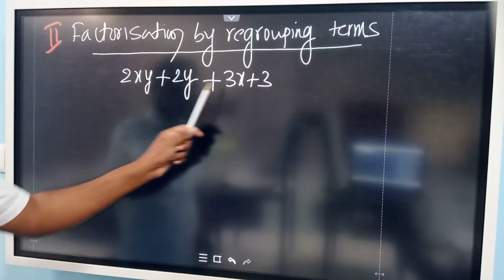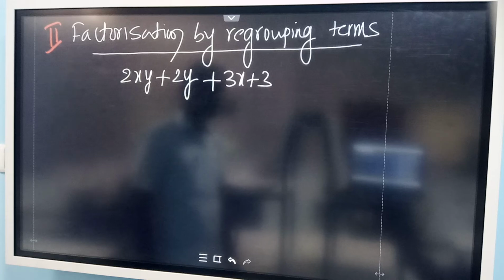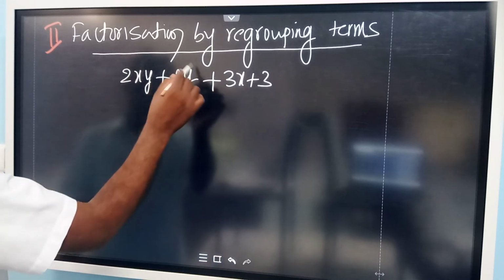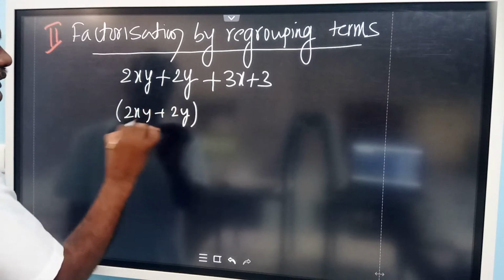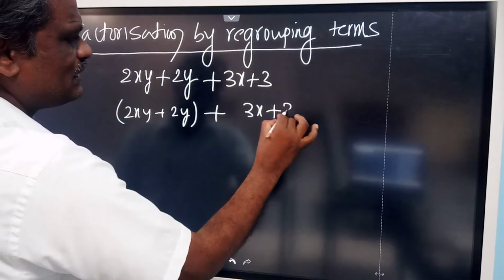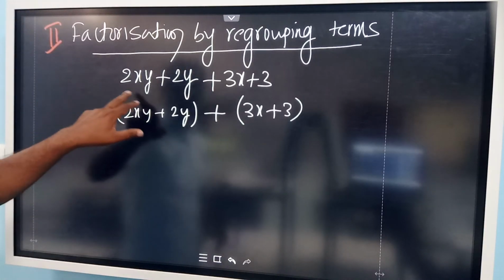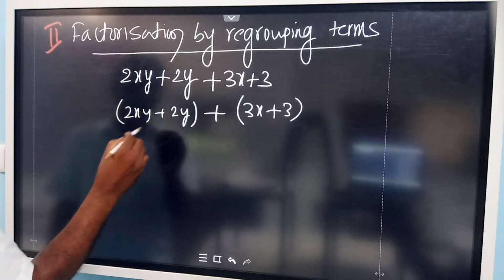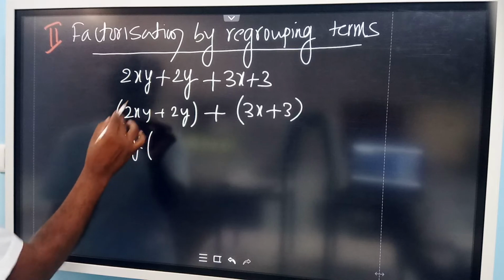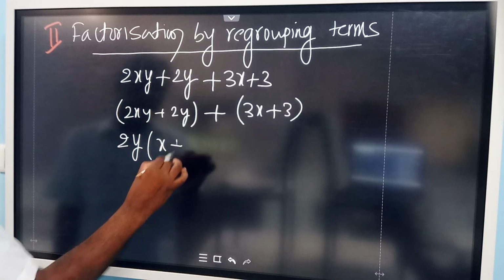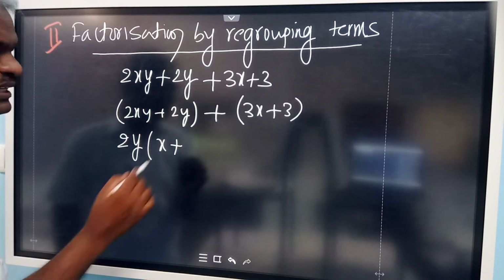Now here we have 4 terms: 2xy, 2y, 3x and 3. So you can make this as one group. 2xy plus 2y, this is one group. And then this is another group, 3x plus 3. Now in the first group, you can take common. 2 and y are common. What is left here? x plus 2 you have taken common. y also common. What is left here now?